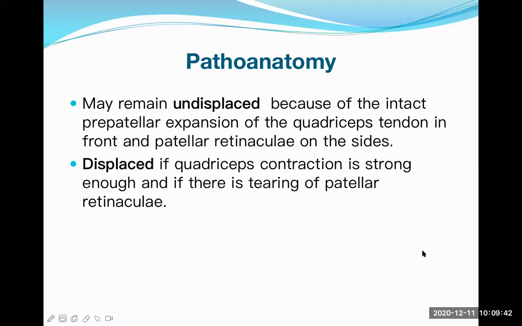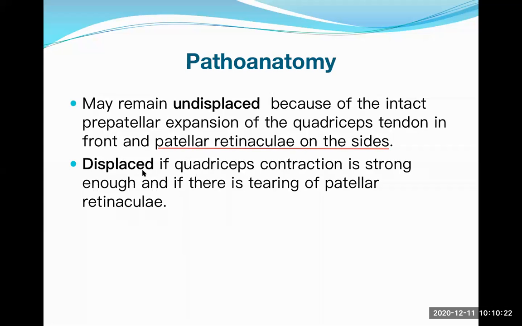Now, regarding the pathoanatomy of patella fracture, it may remain undisplaced or displaced. It may remain undisplaced because of the intact pre-patellar expansion of the quadriceps tendon in front and patellar retinaculae on the side. These patellar retinaculae are the fibrous bands which make the patella stable from the side. So if they are not ruptured or damaged, then the patella may not displace on the lateral side. Or if the quadriceps tendon is still intact, then it may not be displaced.